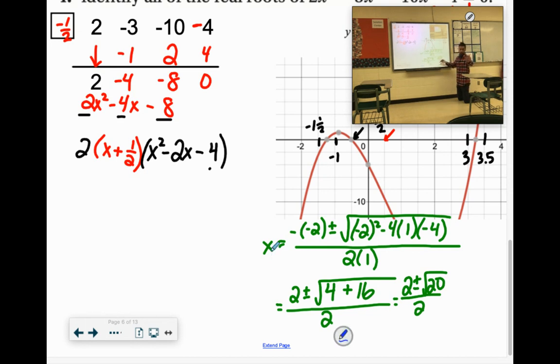20 has a perfect square in it. It's 4 times 5. So this becomes 2 plus or minus 2 root 5 over 2, which you can divide all by 2, and you just get 1 plus or minus root 5. So these would be your 2 zeros, 1 plus root 5 and 1 minus root 5.